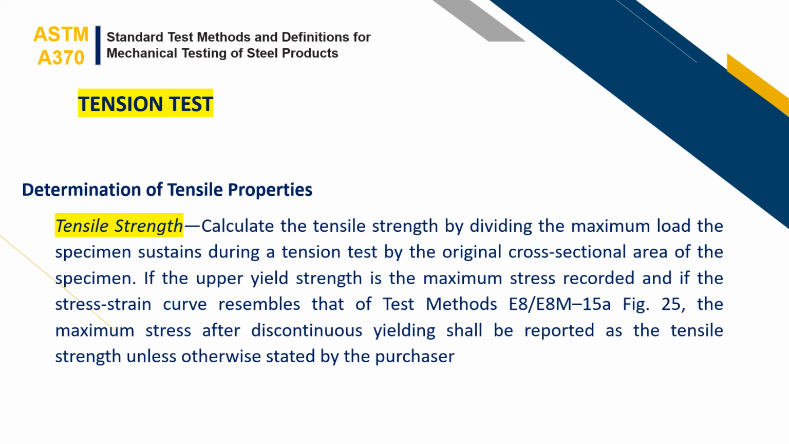Next is the tensile strength. You calculate the tensile strength by dividing the maximum load the specimen sustains under a tension test by the original cross-sectional area of the specimen. If the upper yield strength is the maximum stress recorded, and if the stress-strain curve resembles that of test method E8 or E8M, the maximum stress after discontinuous yielding shall be reported as the tensile strength unless otherwise stated by the purchaser.